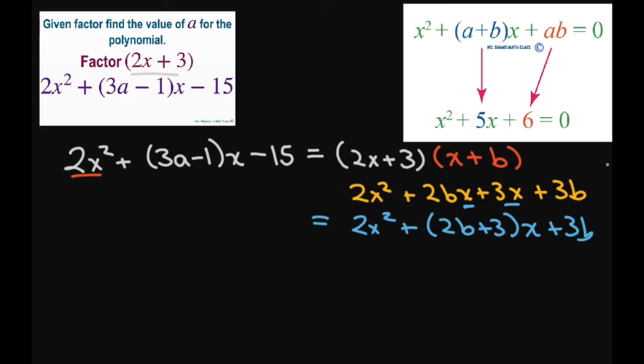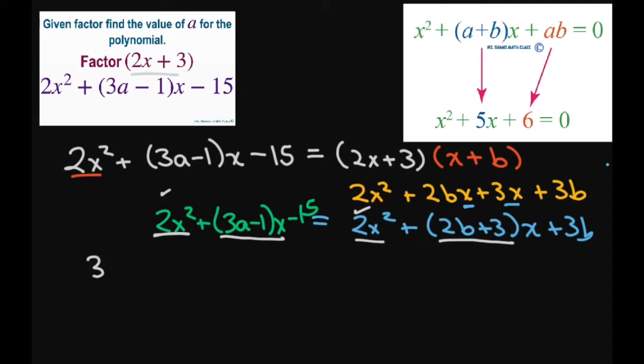And then what we're going to do is equate coefficients. Let me move this over just a bit. So I'm recopying this real quick. Basically, equating coefficients means our x squares already match up. We already have 2 equals 2. Now for our x, we're going to have 3a minus 1 equals this part of the x, which is 2b plus 3. And then for our constants, we're going to have negative 15 equals this constant 3b.